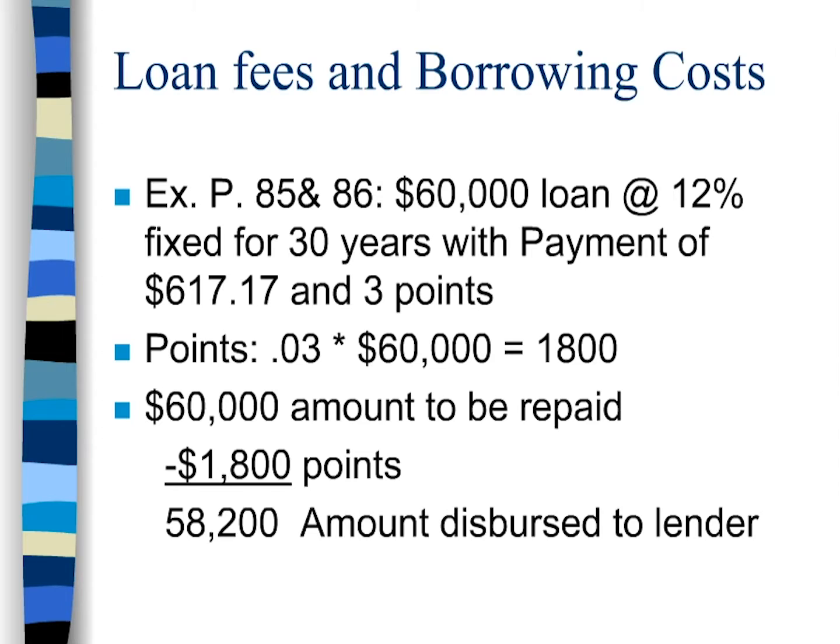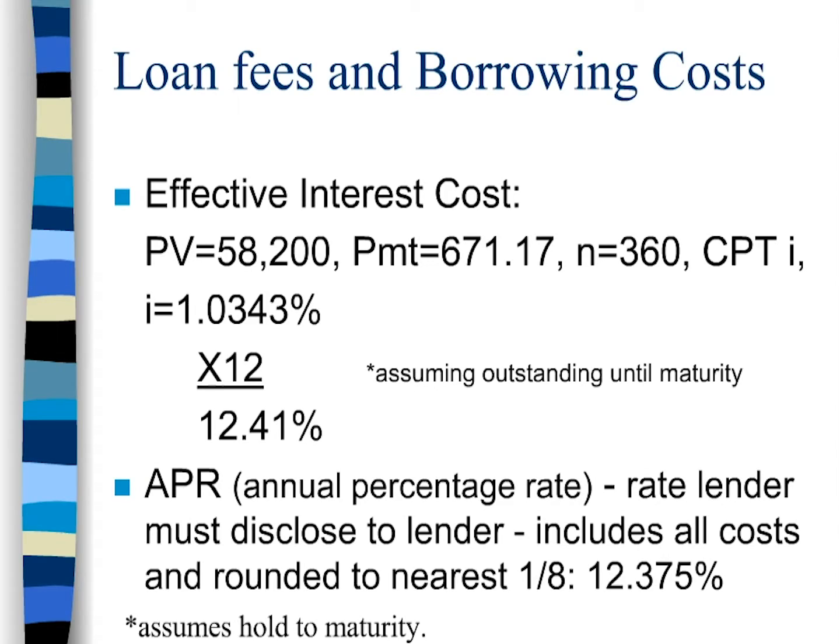Now, if this came with 3 points, that would mean you'd have to pay 3% up front. So in effect, you are not borrowing $60,000, you're only borrowing $58,200, because 3% of the $60,000 is $1,800, and that would have to come off the top and be dispersed to the lender. So knowing that, once we pay the points, we're really ending up with $58,200. We'd want to know what the effective cost is, to the borrower or to the lender, either way you look at it.